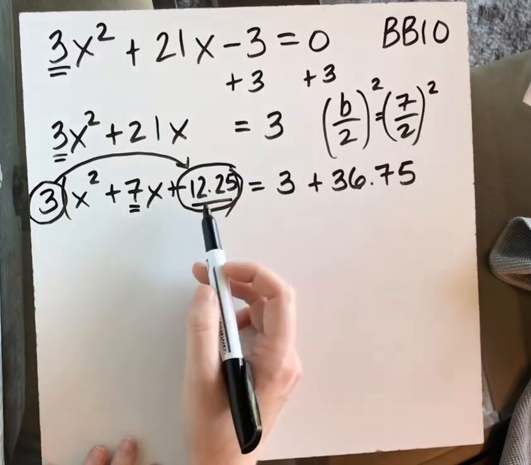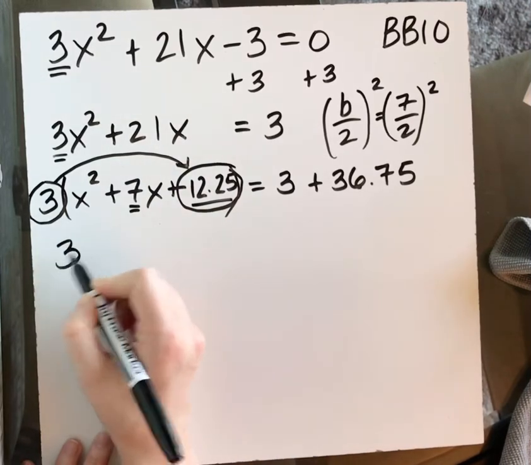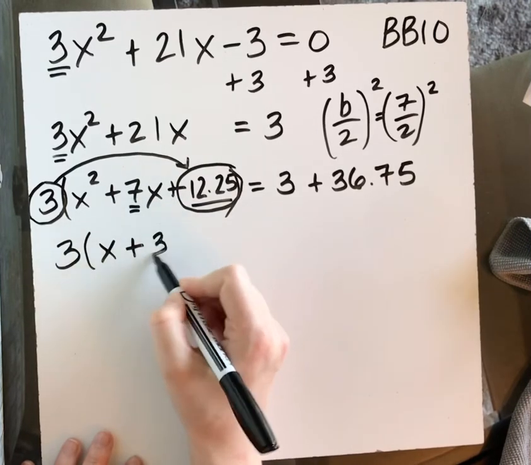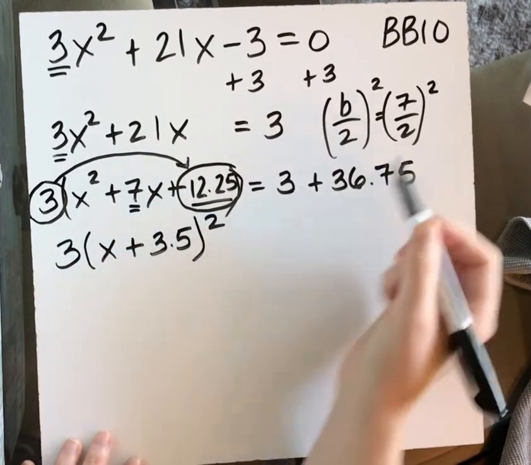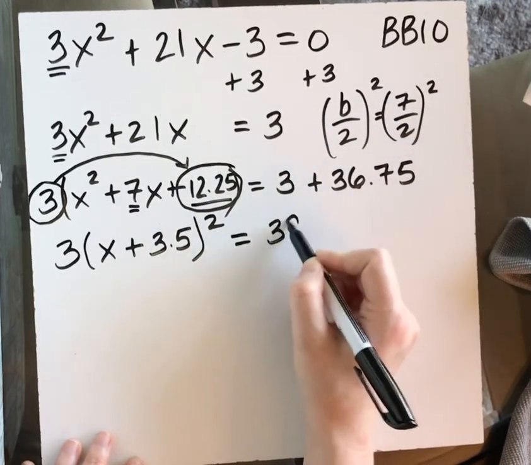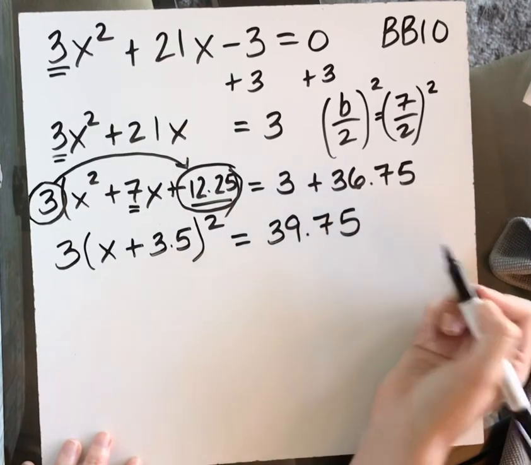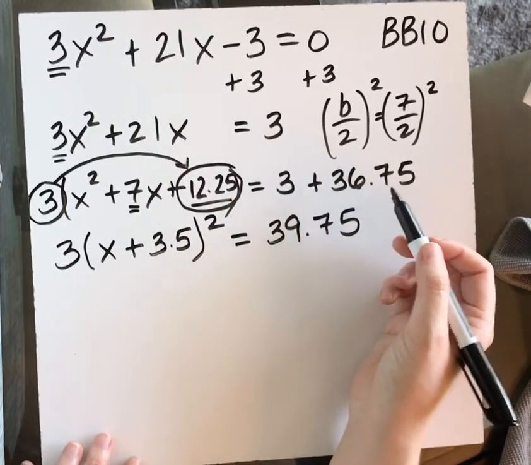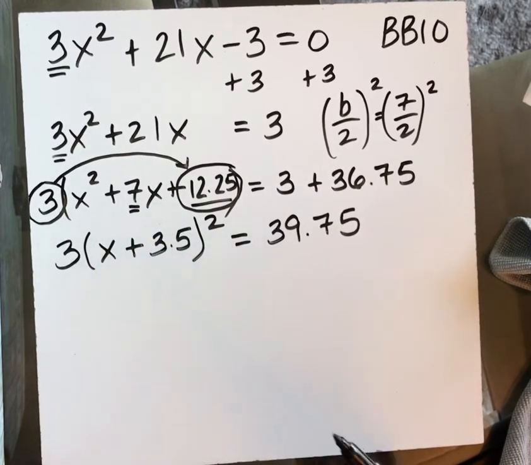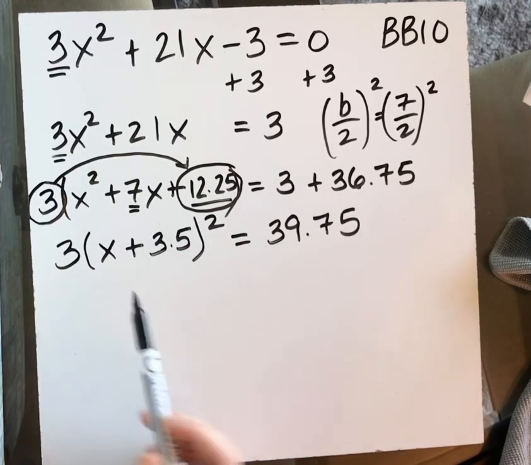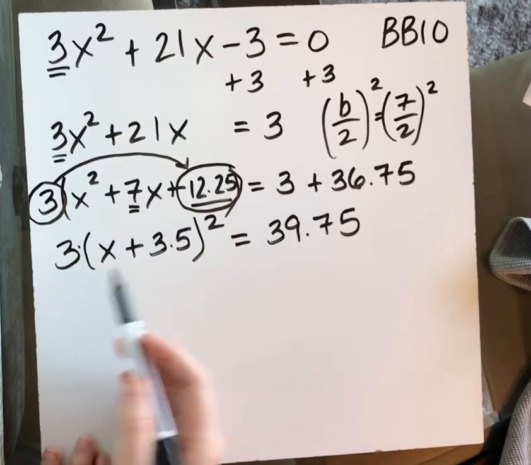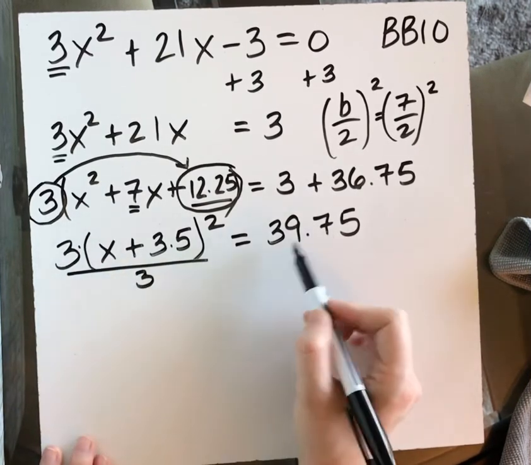Now that we've completed the square, let's put it in the factored form. So we get 3(x plus 1/2 of the b, or 3.5) squared. We can also get that from this piece right here, equals 39.75, just by combining our like terms. Now, we have 3 times something that's squared equals a number. Our goal is to get the something squared by itself, so we first have to get rid of this 3. We're going to do that by dividing by 3.